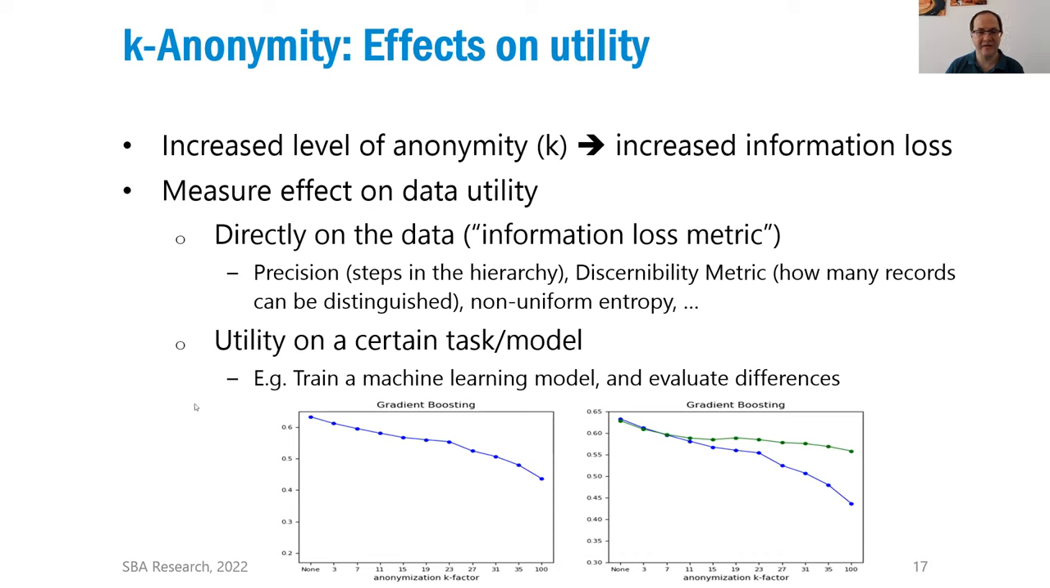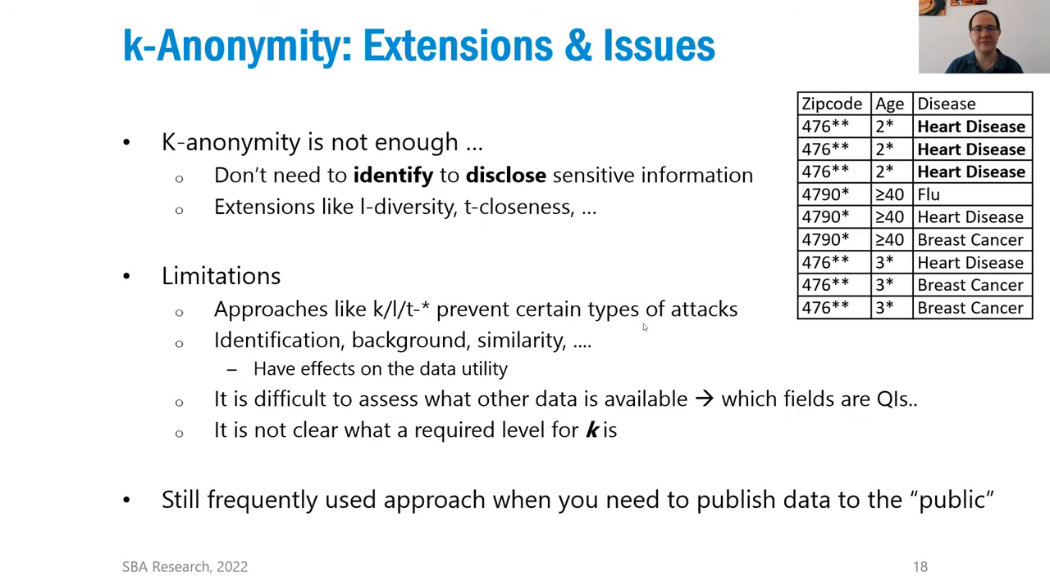And basically up to the task that you want to do with the data, but normally you can expect some utility loss. We also have to point out that k-anonymity is by itself not enough, because k-anonymity maybe prevents you from re-identifying a certain person. But if you look at this example on the top right, maybe it doesn't really matter if I know whether the person is the first, the second, or the third entry. If the sensitive attribute is heart disease, I would figure out that this person has a heart disease, regardless of knowing whether it's the first, second, or third. And this is basically only what k-anonymity prevents you from directly identifying.